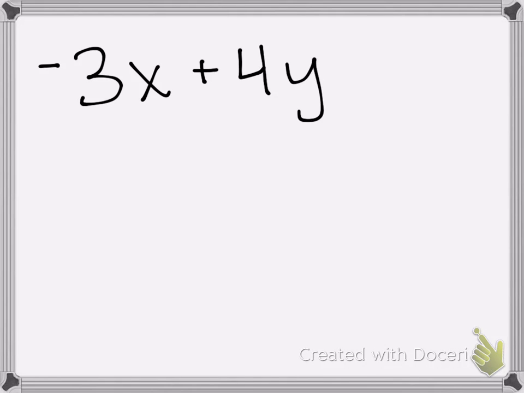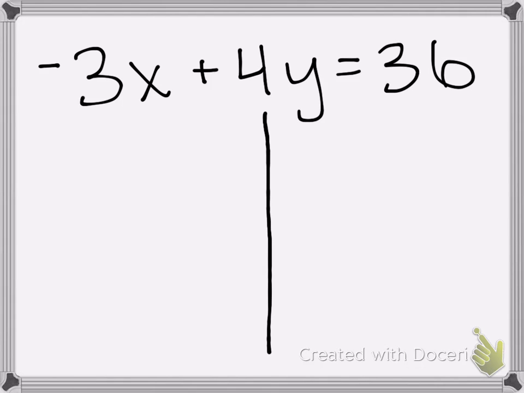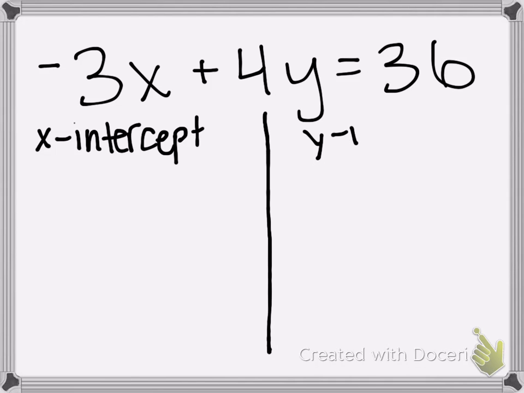So the equation that we're going to be using is negative 3x plus 4y equals 36. And you can write this pretty big on that page. I'm going to draw a line down the middle of the page, not down the middle of the equation. And on one side, we're going to talk about x-intercept, and on the other side, we're going to talk about y-intercept.